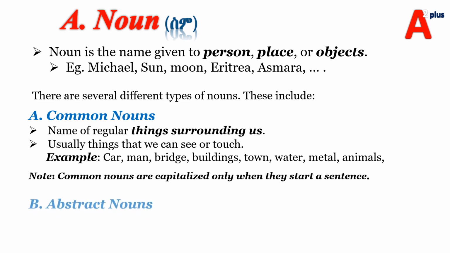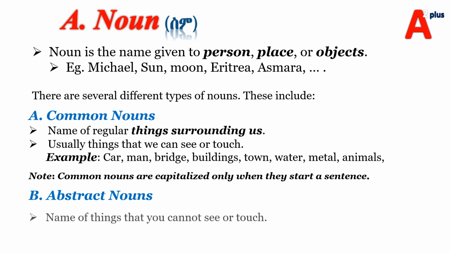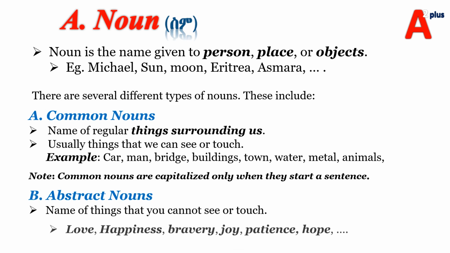Common noun is a name given to regular things surrounding us. This is usually things that you can see or touch, okay?